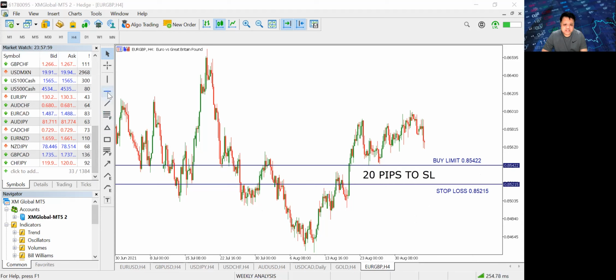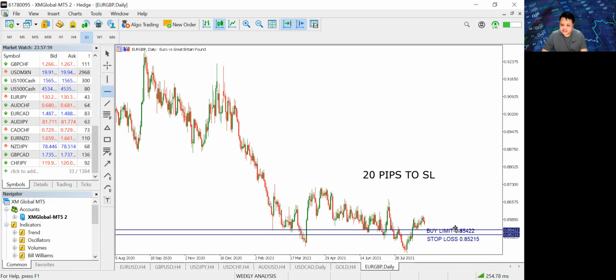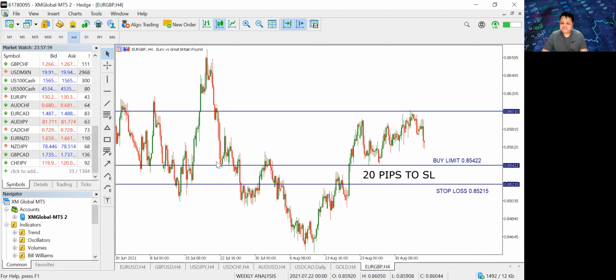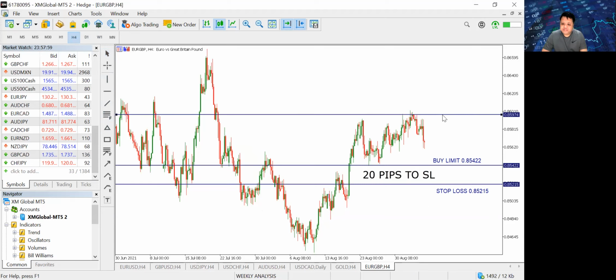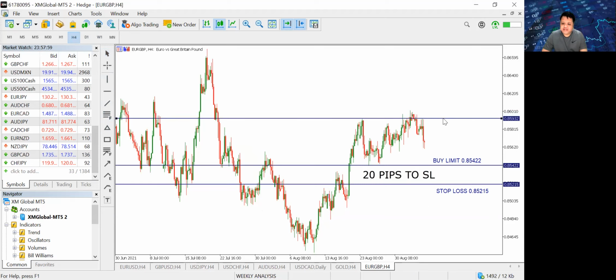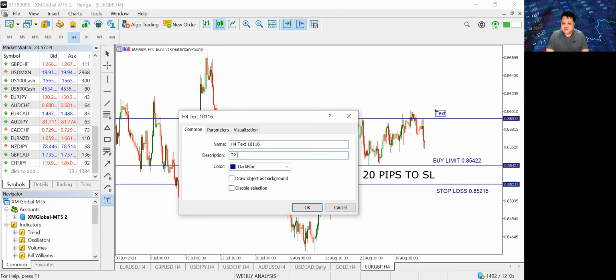That's your risk. Now, ideal TP. Where's the resistance? Right. Balikan nga natin daily. Alright. Well, I guess dito, sa taas dito. Now, let's check again the H4. Dito man lang. Yan, conservative. So, ito ang take profit natin. Okay, so let's do TP 0.85932.